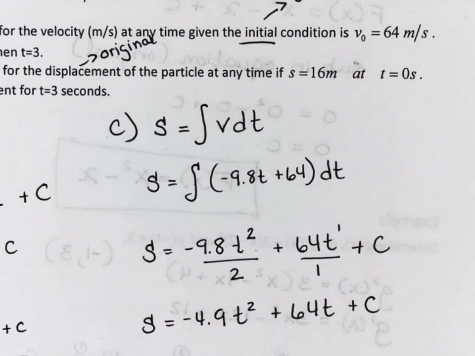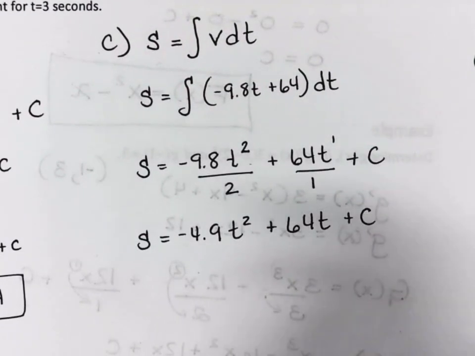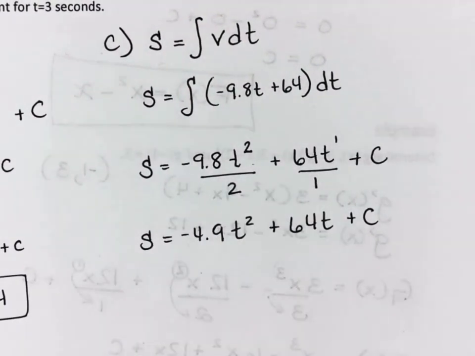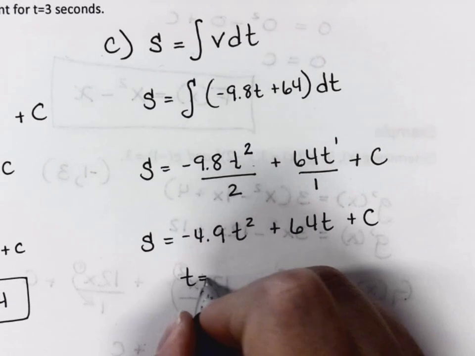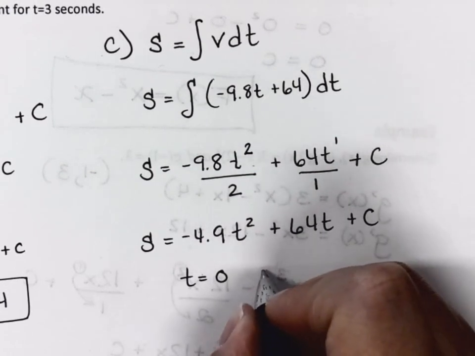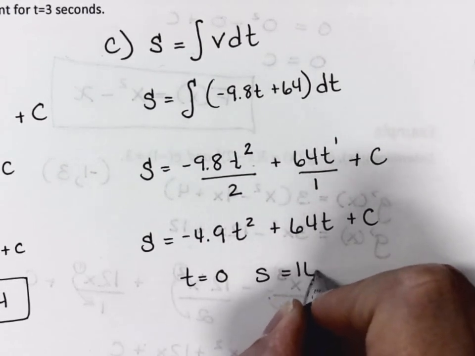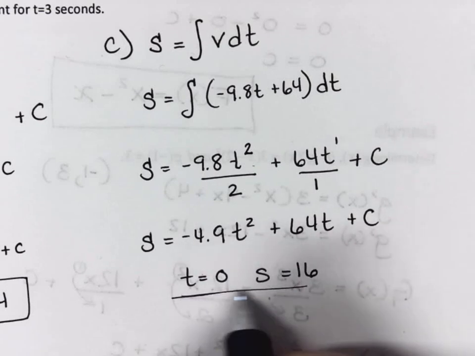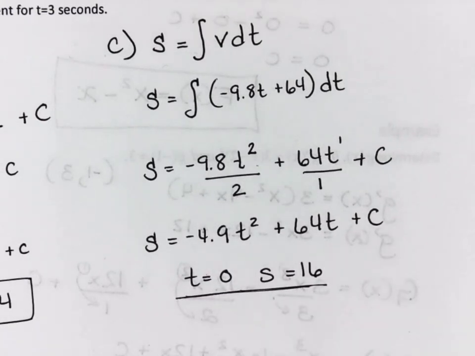And then the next part is going to be to solve for that c. And Rahat, what is it? So again, we know that piece of information. It's given in the question. If t is 0, s is 16. See, I gave you an easy one to do.